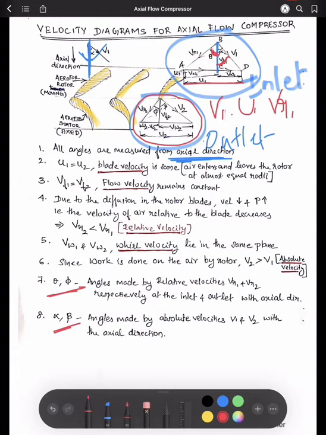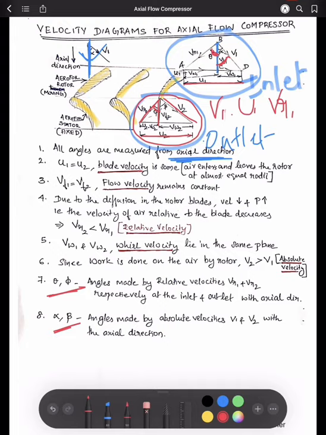V2 makes an angle beta with the axial direction. VR2 makes an angle phi with the axial direction. And VR2 is actually the relative velocity of V2 and U2. Clear? So just note these points for axial flow compressors.